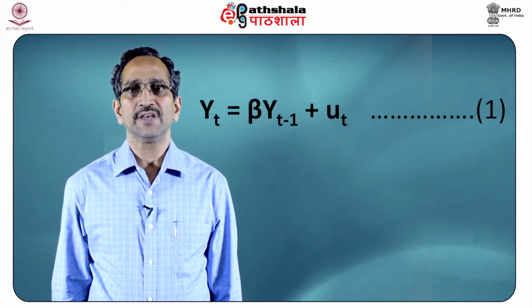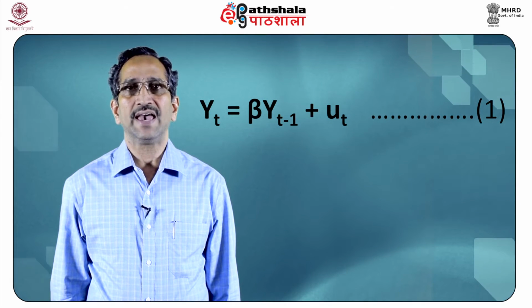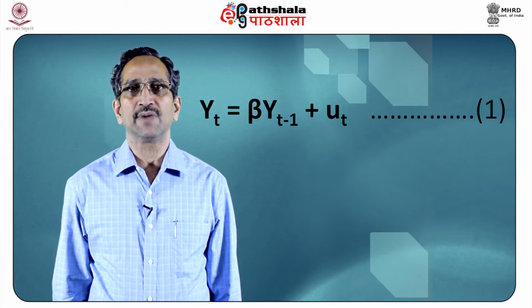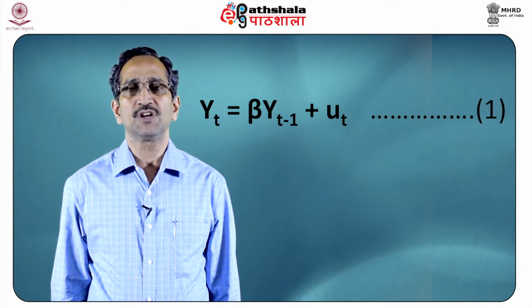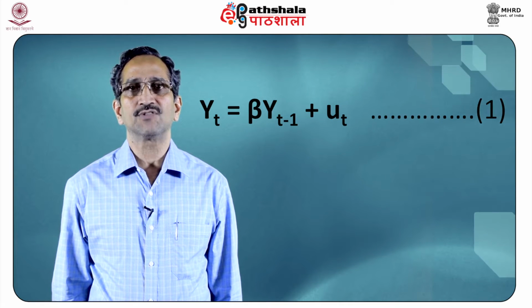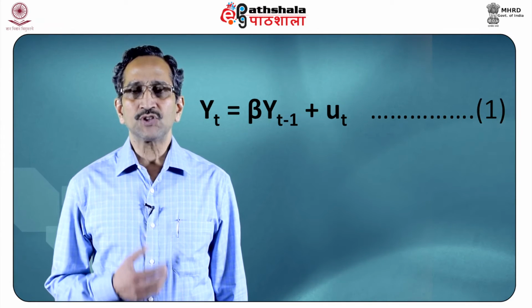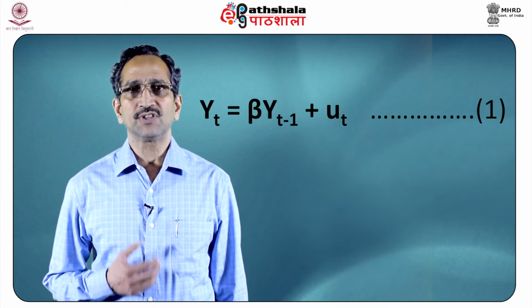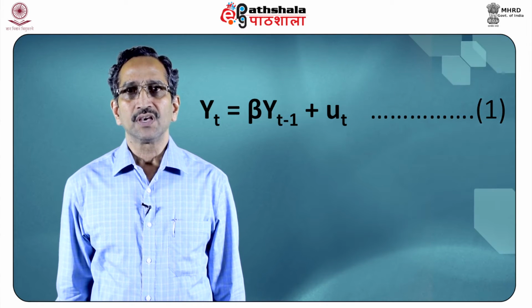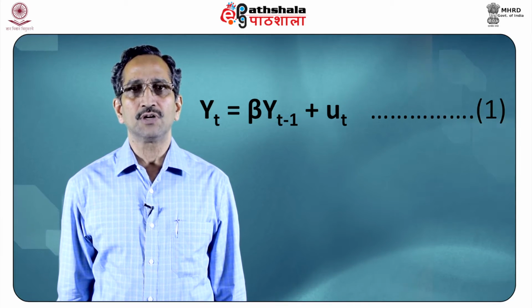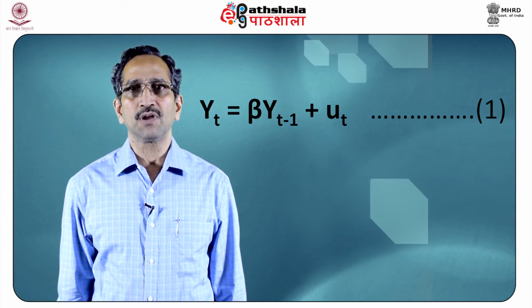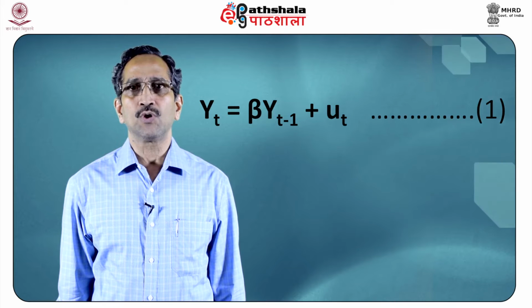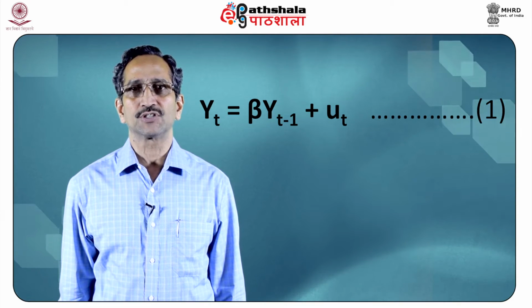Let us assume a simple model denoted as yt equal to beta yt minus 1 plus mu t. Let us define it as our first equation. The mentioned model is the first order autoregressive model, that is, with a lag of one time period. If in this case beta is equal to 1, then the problem of unit root arises in the model, leading to non-stationarity of the series.